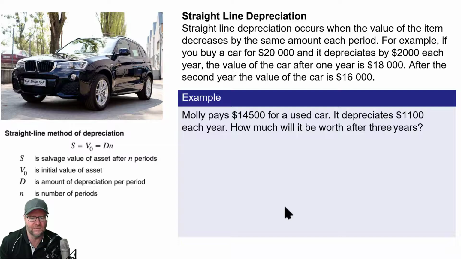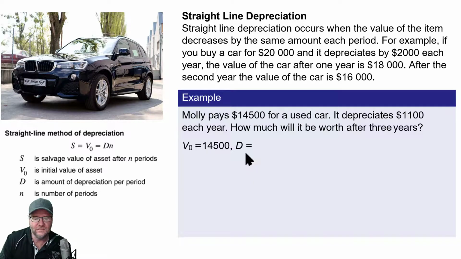So let's have a look at an example. Molly pays $14,500 for a used car, and we're going to say in this case it depreciates $1,100 every year. After 3 years, how much is Molly's car worth? Well, it's pretty straightforward. You could probably do that in your head, but let's go through and use the formula. Let's identify each of the things. The V0, the initial value, is what she paid for it, the $14,500. The D is the amount of depreciation. In this case, it's the $1,100. And n is the number of time periods. We're looking at 3 years depreciation.